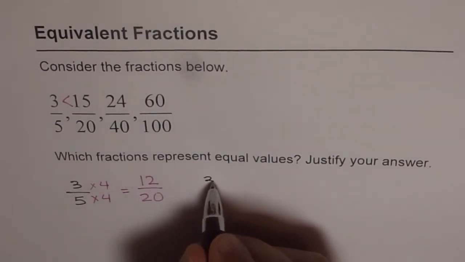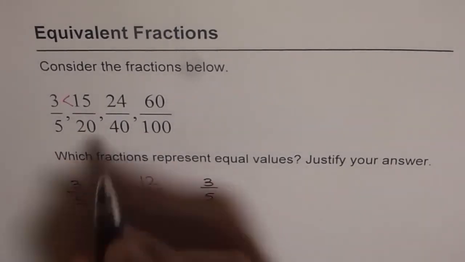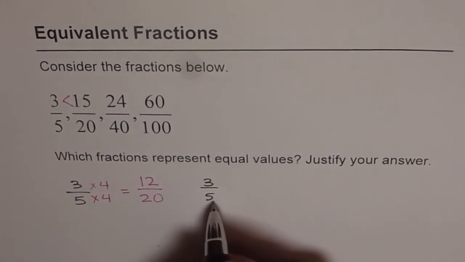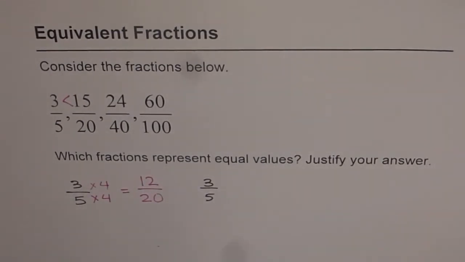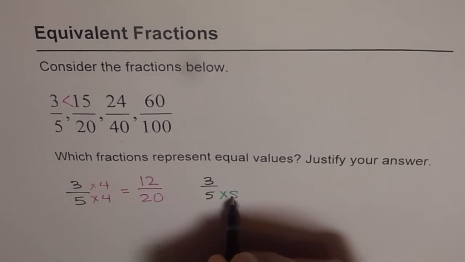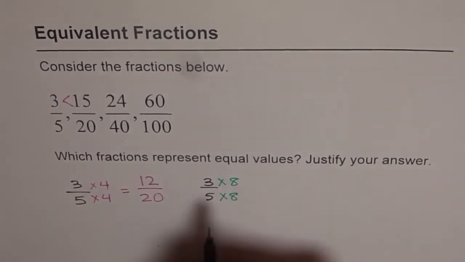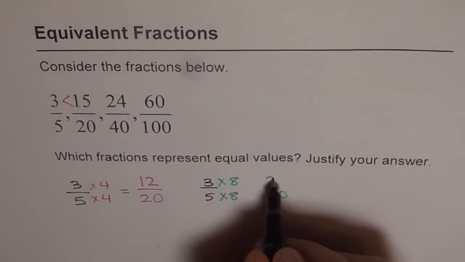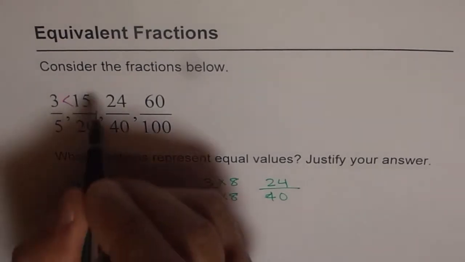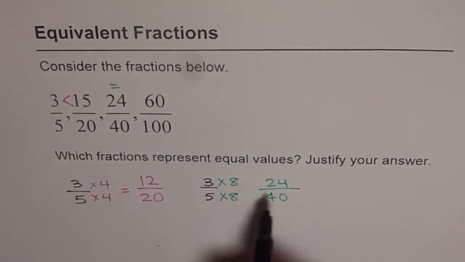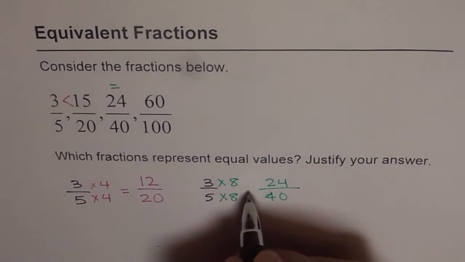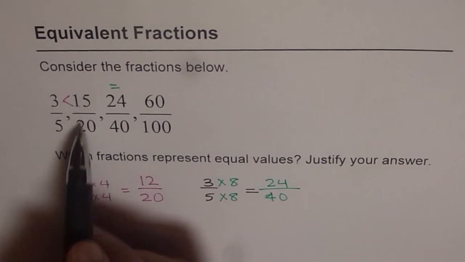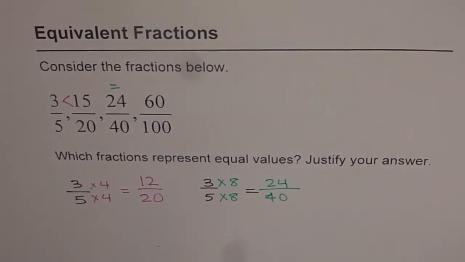That is, let's check 3 over 5 and 24 over 40. Now, how do you get 40 from 5? To get 40, we should multiply by 8, right? Both numerator and denominator. Now 5 times 8 is 40. How about 3 times 8? It is 24. That's correct. So that means this is equal. We get just the same thing, right? So we can write down this is equal, and in that case we know it is not equal to 15 over 20, right?